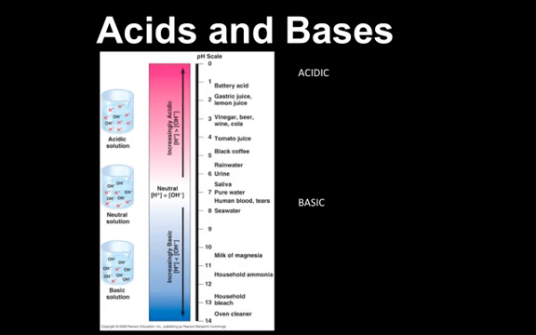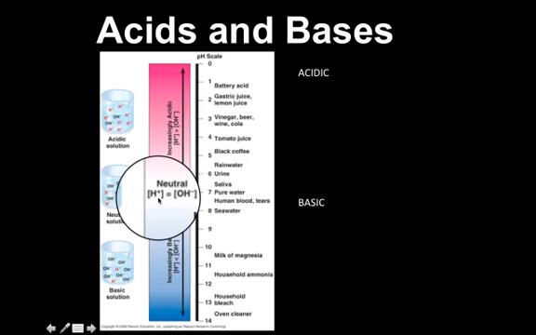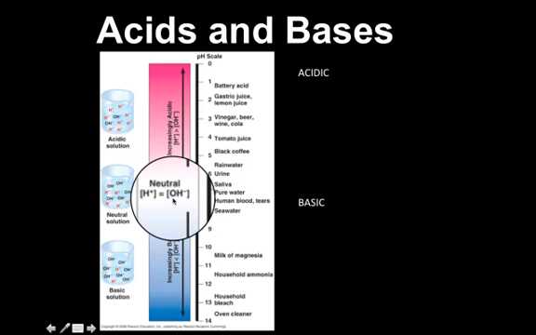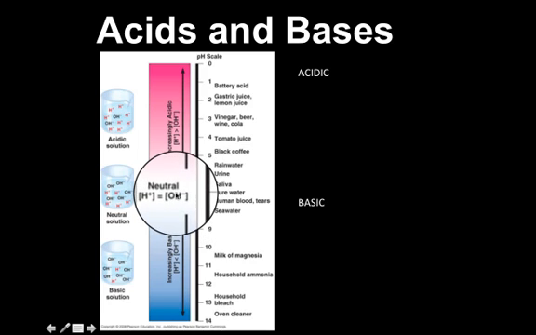Now here's a pH scale that you might be familiar with as well. You might also know that the pH scale runs from 0 to 14. Pure water has an equal number of hydrogen ions to hydroxide ions in solution. So the pH of pure water is 7. It's also considered a neutral solution.